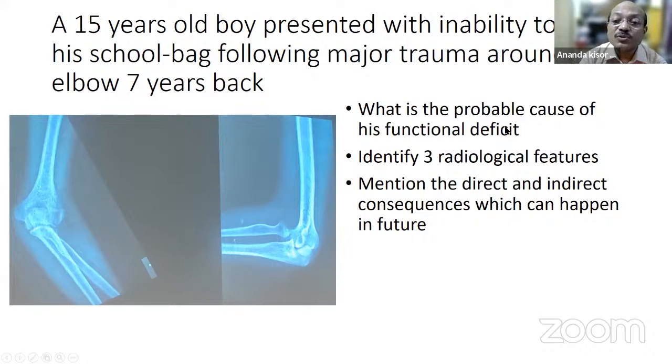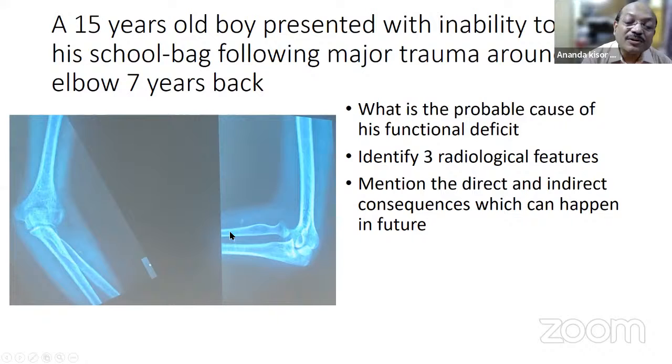So what is the probable cause of his functional deficit? Once he carries his bag, what is happening? There is no support on the lateral side. So basically, it is a posterolateral instability, as the radial head, which is supposed to give stability on the lateral side, doesn't provide the stability.